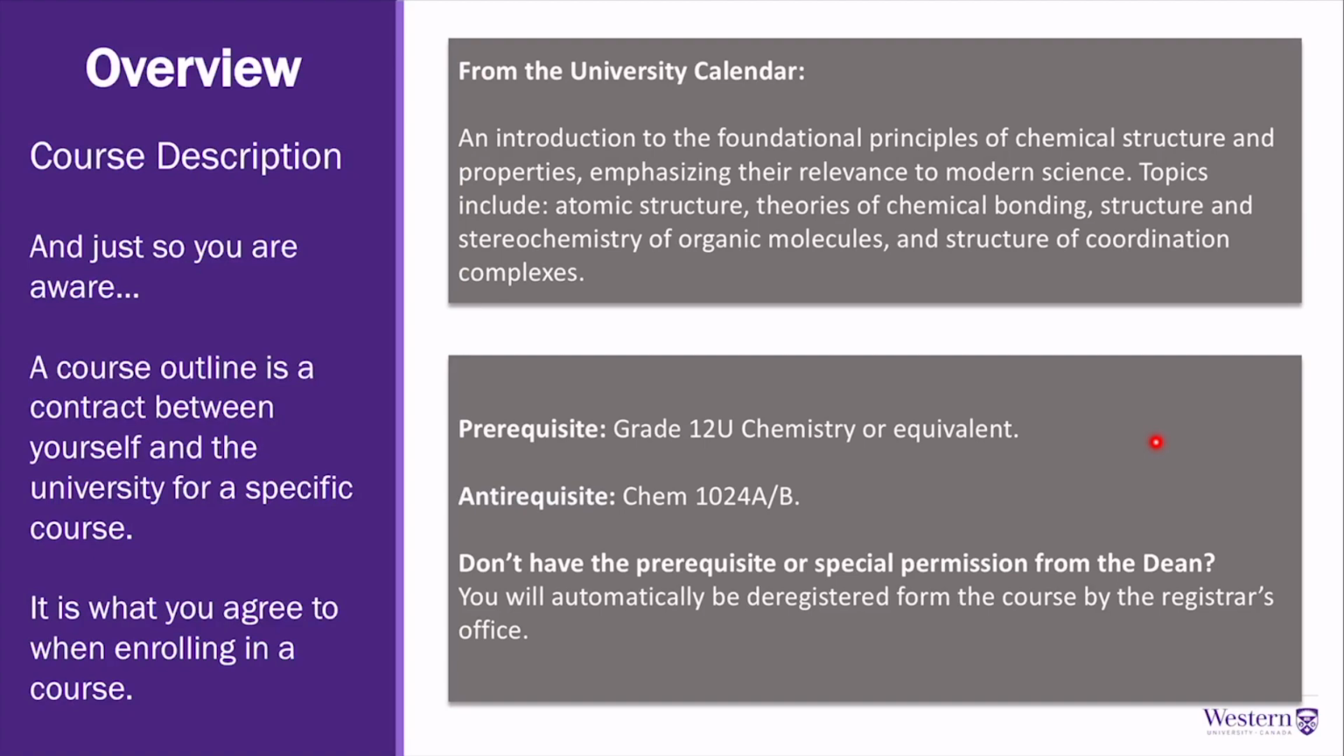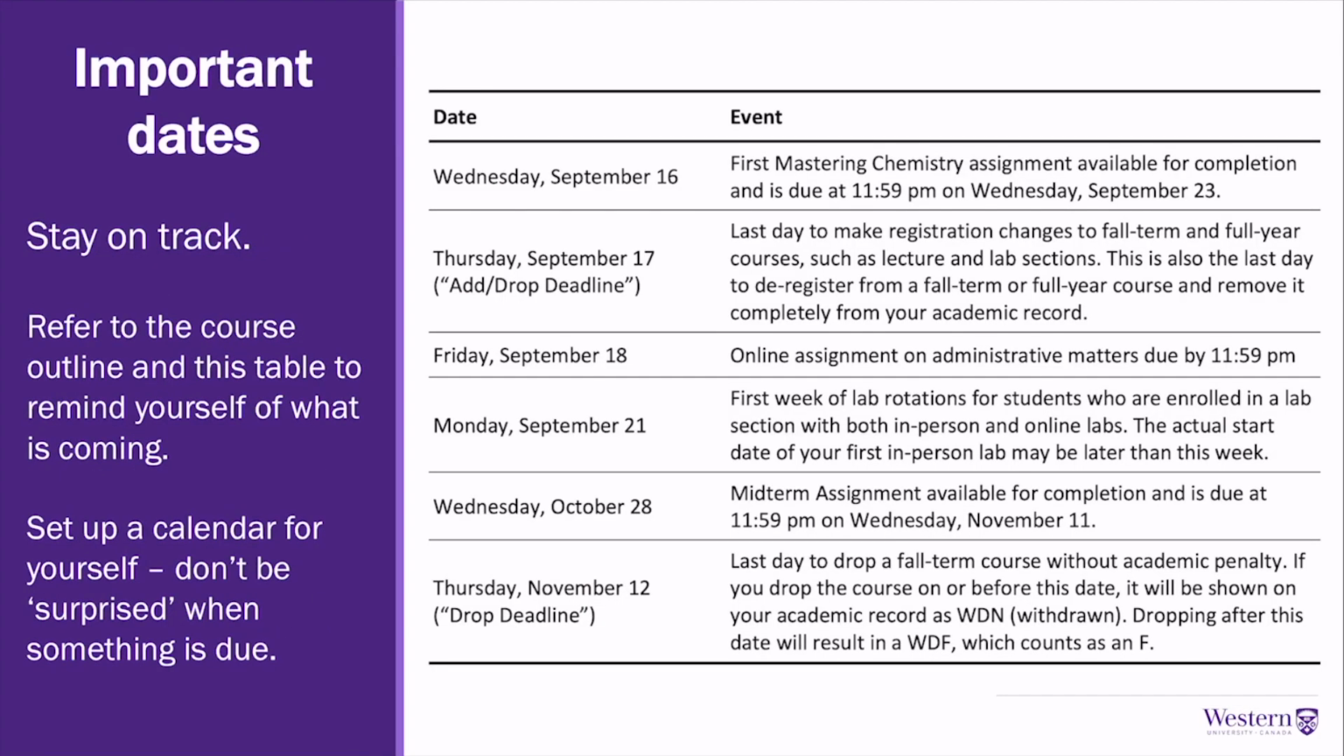Now, if you're taking Chem 1301, you must have grade 12U chemistry or equivalent. 1024 is an anti-requisite. Now, if you don't have the prerequisite or a special permission from the dean, the registrar is pretty clever. They know these things. They'll deregister you from Chem 1301 and it will be deleted from your record.